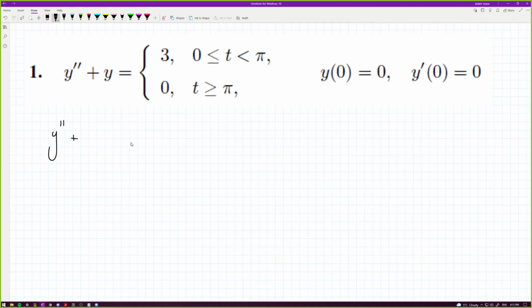So y double prime plus y equals, okay. And so now we got to figure out what this is here. How I like to think about it, I don't really use any of the formulas for this stuff. I like to think, okay, so it begins with 3. And then eventually we subtract 3. When do we subtract 3? At pi. It begins with 3. We then subtract 3. And when do we do it? At pi is when we do it.